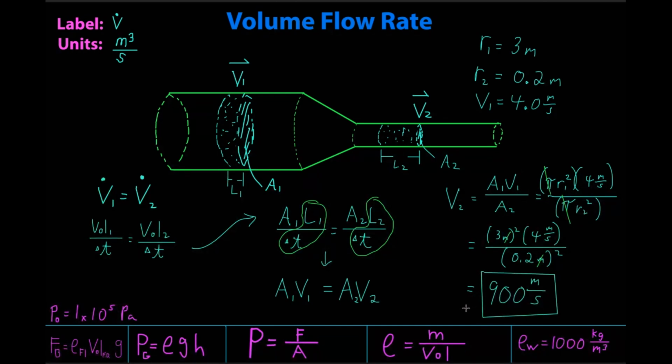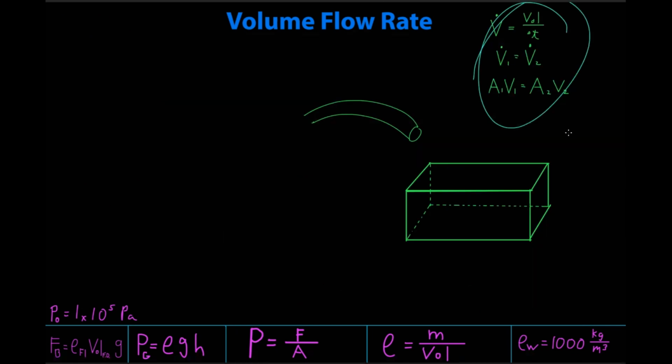So if the fluid in the thicker pipe is moving at 4 meters a second, goes to the thinner pipe here, it's now moving at 900 meters a second. And that comes back to the same amount of fluid must pass through a cross-sectional area per second. So I'm going to put those equations over here, and let's take a look at another situation where this is going to come into play.